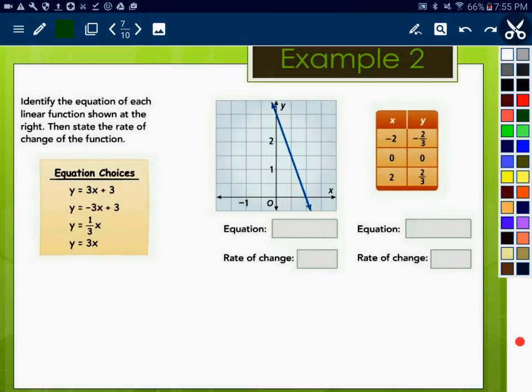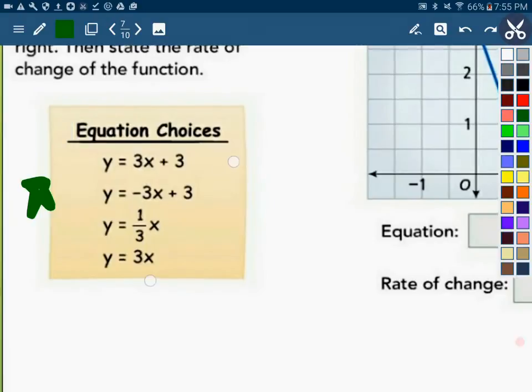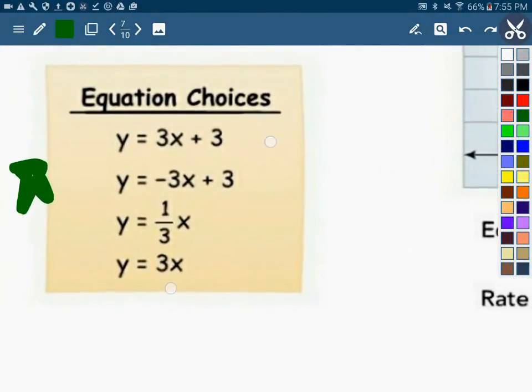It says, identify the equation of each linear function shown at the right, then state the rate of change of the function. They also give us some equation choices, so they gave us some options right here. In all of those options, I want you to note what the rate of change is in each of them. And really, I just want you guys to notice it's always going to be the number that's multiplying x. So the rate of change in the first equation is 3.